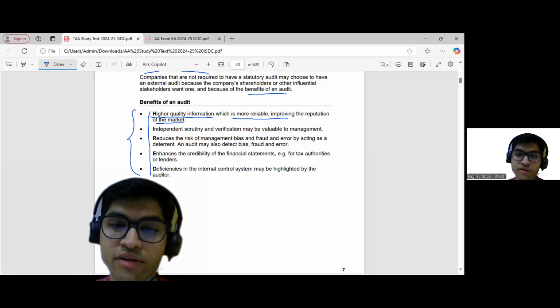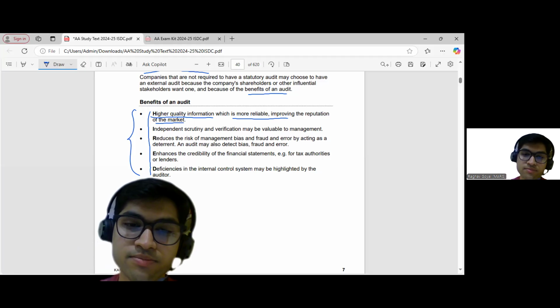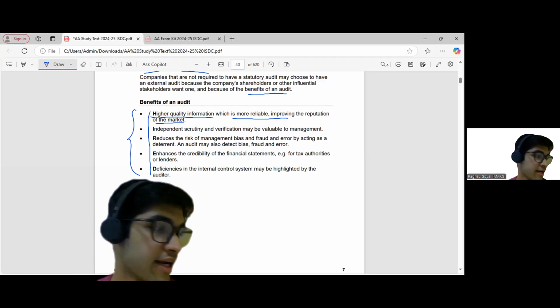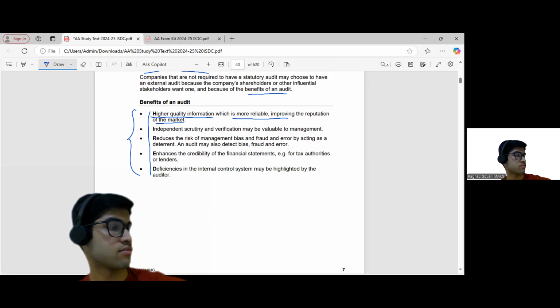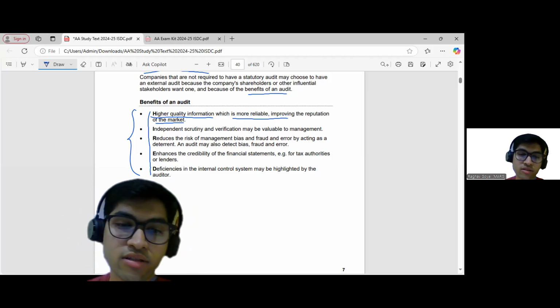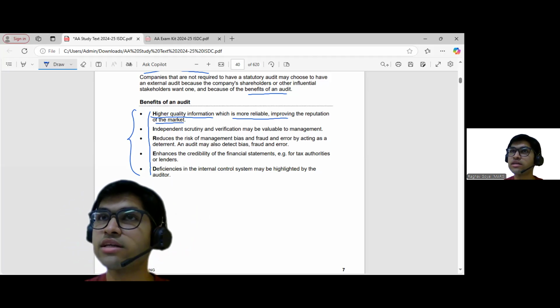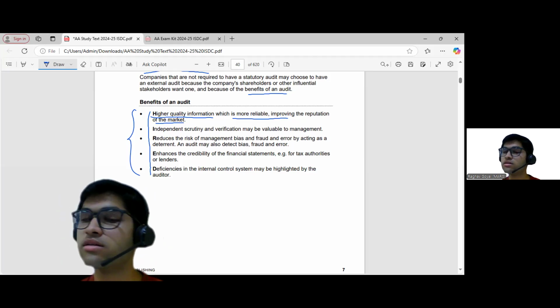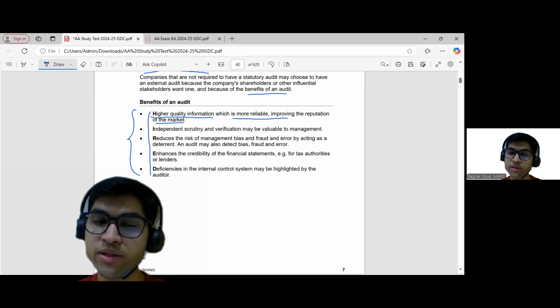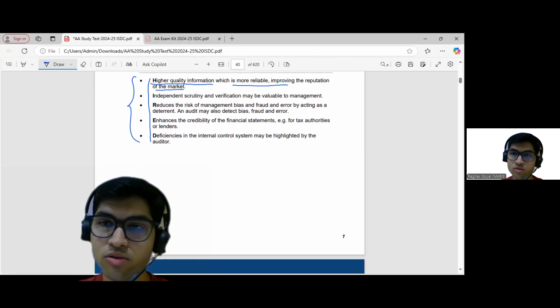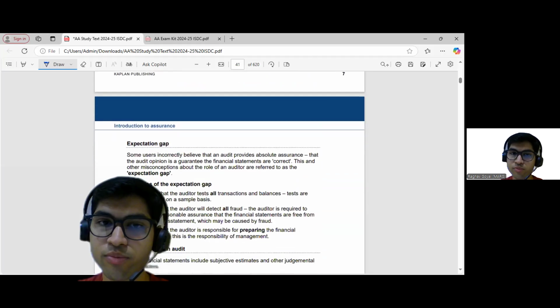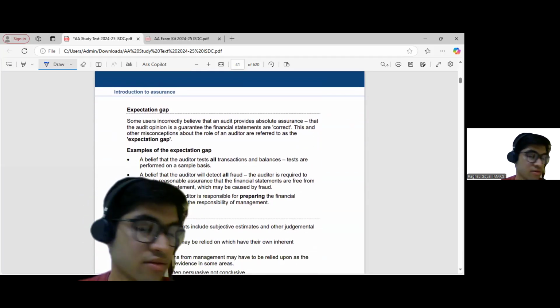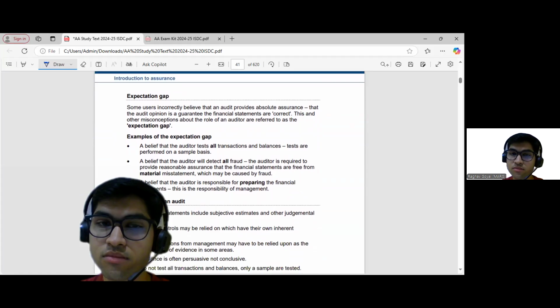Then after that, we have deficiencies in the internal control system, which may be highlighted by the auditor. There are things which may have been missed by the management, but they can be picked up by the auditor, and the functions and the controls could be improved based on the auditor's findings. So these are a few benefits of an audit. However, there are certain drawbacks as well.